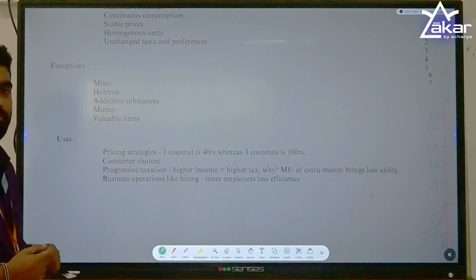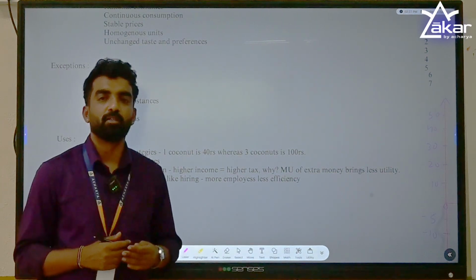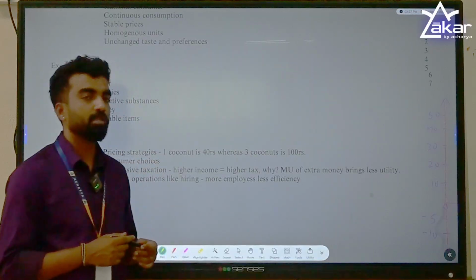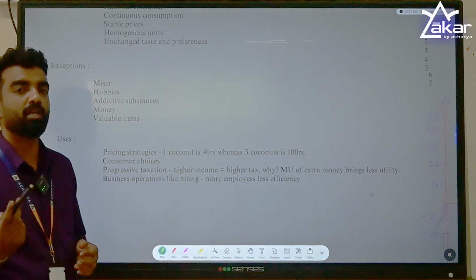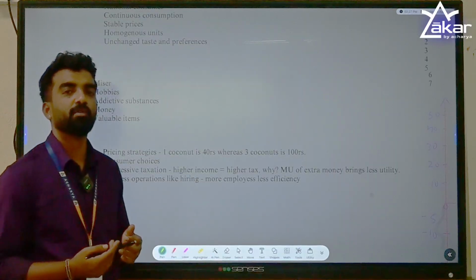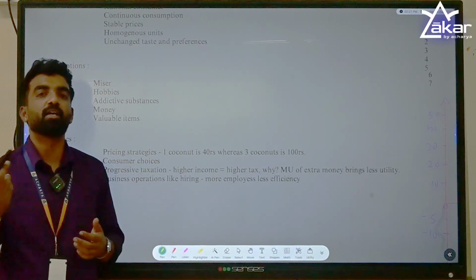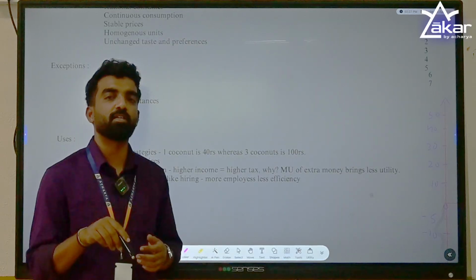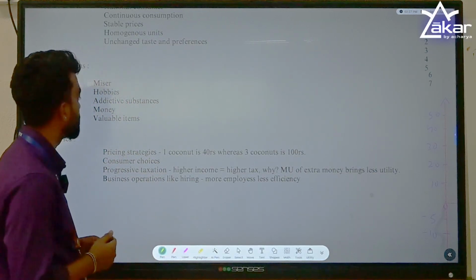And the third one is addictive substances. For example, alcohol, any tobacco products. Even after consumption of multiple units, your satisfaction will keep on increasing. That is why they become addictive. They will not stop. Why? Because their satisfaction will be increasing. It will not decrease. If it decreases, automatically they will stop. They will not consume such addictive substances.